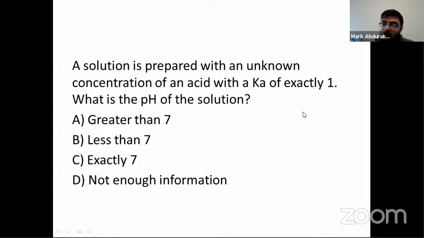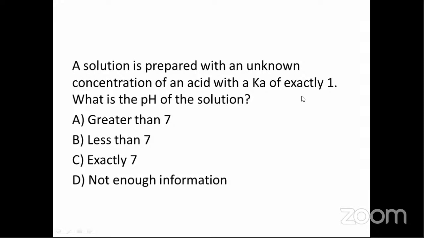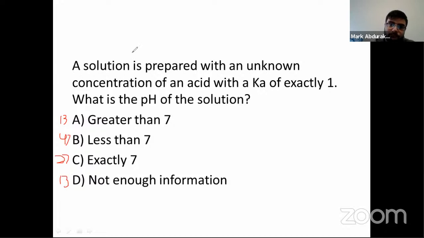All right, so 13% said A, 47% said B, 27% said C, and 13% said D. The correct answer is B.